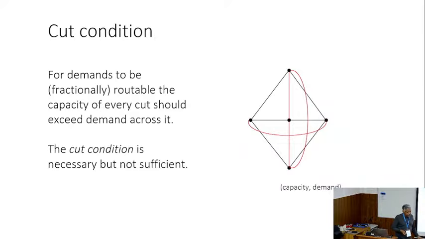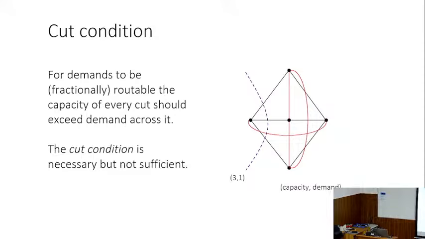Now in this literature, there's something called the cut condition. What's the cut condition? The cut condition says that if you have to route all the demands, then the capacity of any cut in the graph should exceed the demand that you want to send across the cut. So for demands to be fractionally routable, the capacity of every cut should exceed the demand. This is called the cut condition. It's necessary, clearly, but not sufficient, as an example will show. So here, not the same example, I added another demand edge here. Now there are 4 demand edges.